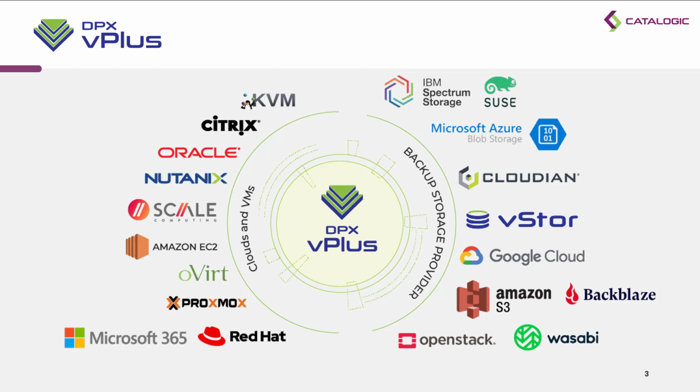And finally, on the right, you see the supported backup destinations. These backups can be stored in a file system, such as a local directory on the vPlus node, but this can also be NFS or CIFS. If you're a DPX customer already, these backups can be pointed to your existing vStor, or backups can be stored in object storage like Backblaze, S3, blob storage, etc.